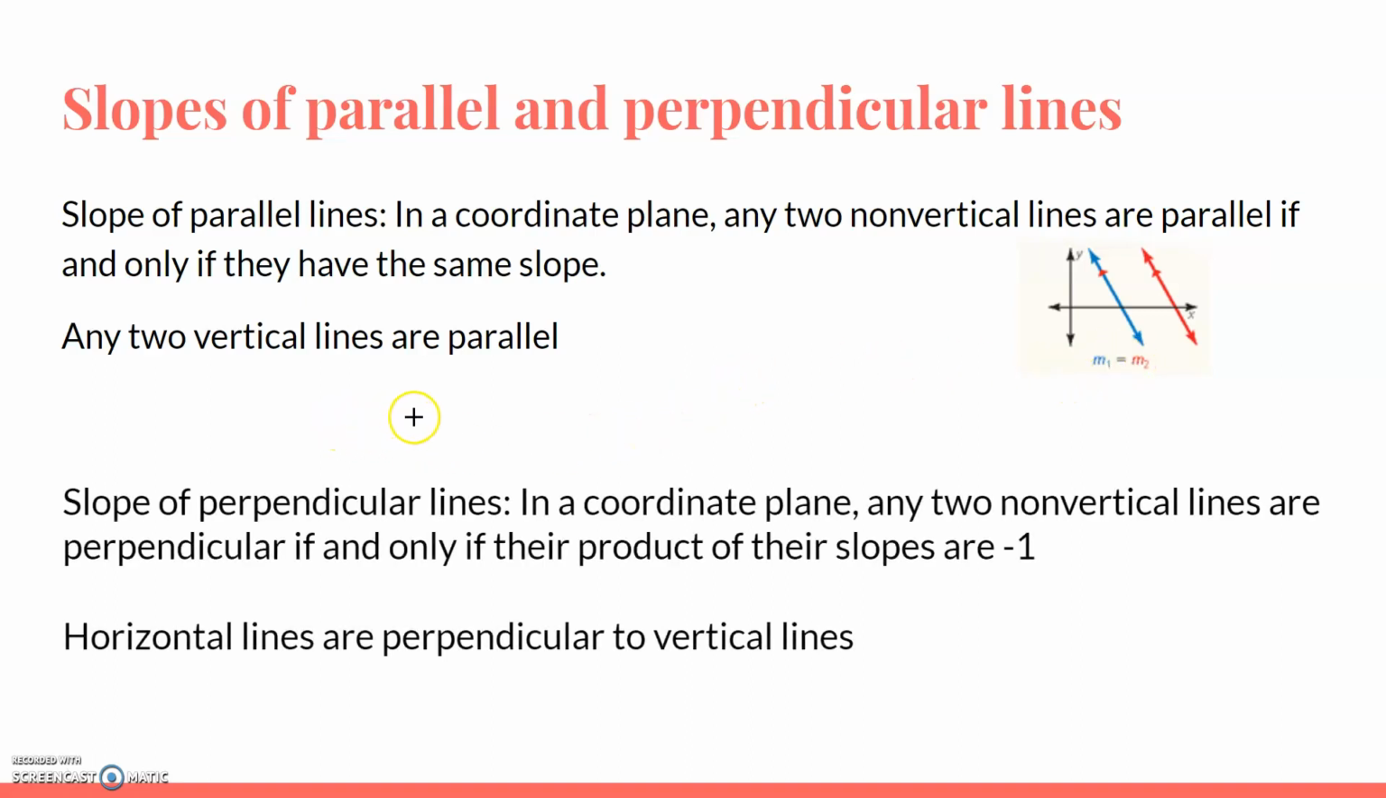Next, the slope of perpendicular lines. In the coordinate plane, any two non-vertical lines are perpendicular if and only if the product of their slopes is -1. Horizontal lines are perpendicular to vertical lines because that's pretty obvious, they create a 90-degree angle. As you can see here, the product of the slope of the blue line and the slope of the red line is equal to -1, which tells us that these two lines are perpendicular.